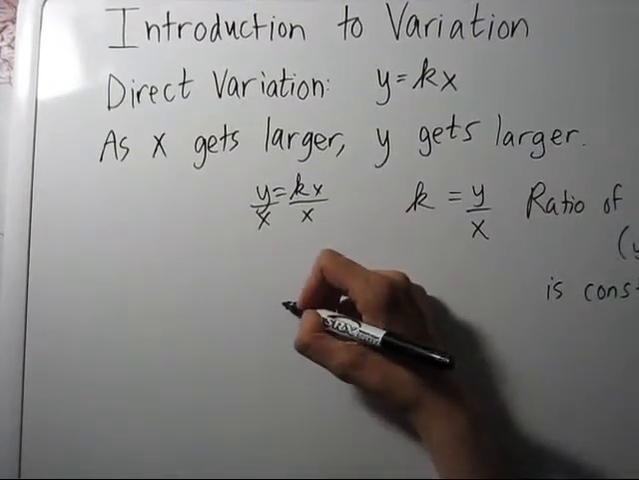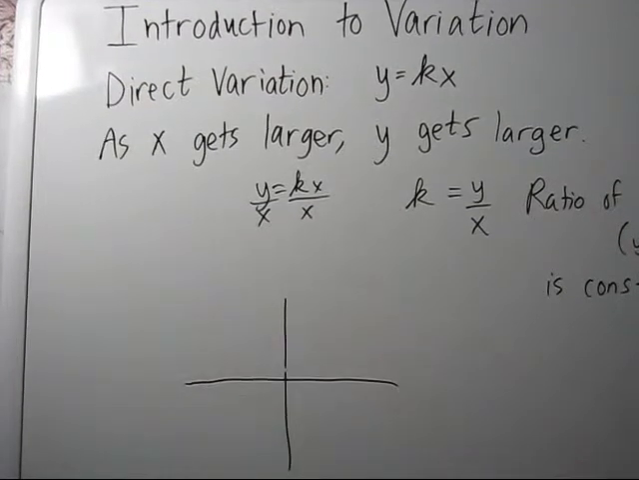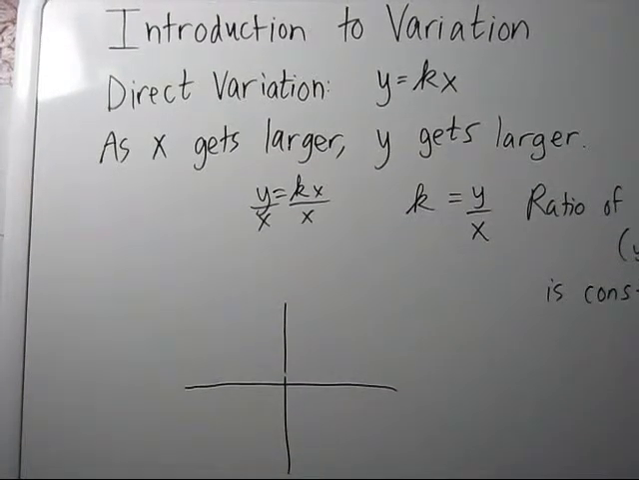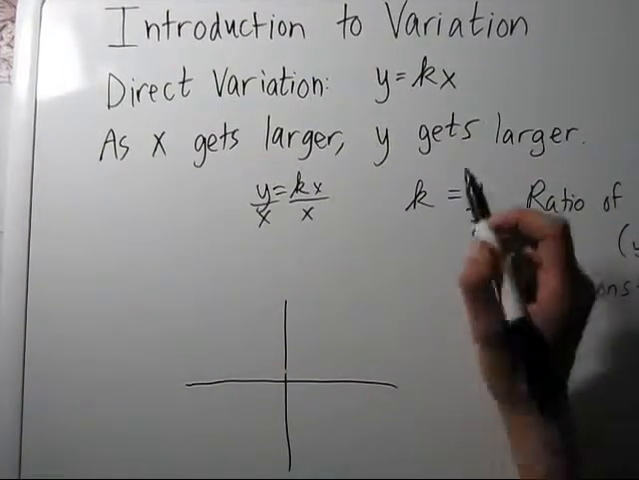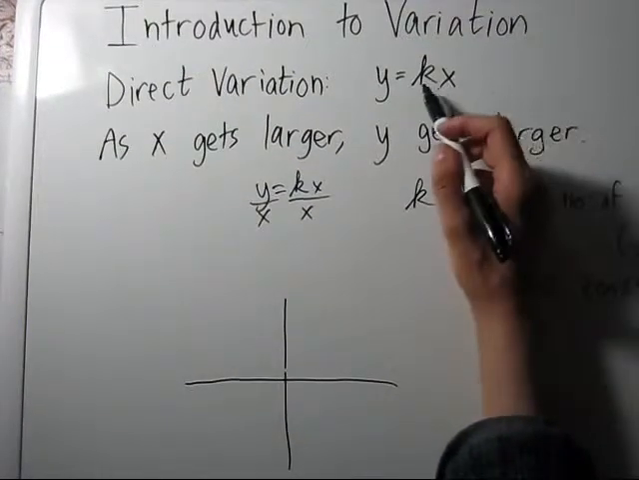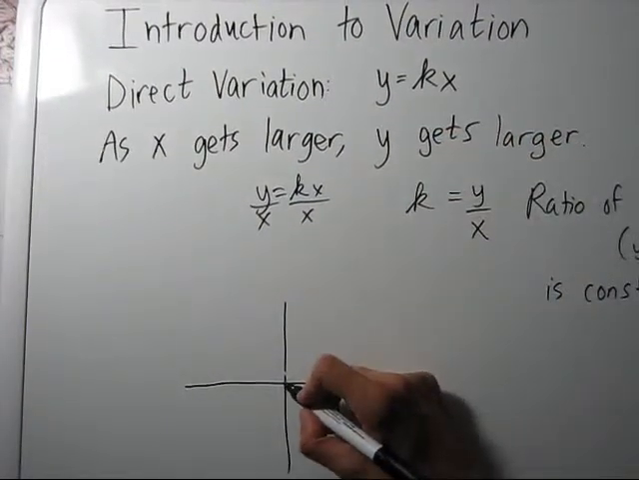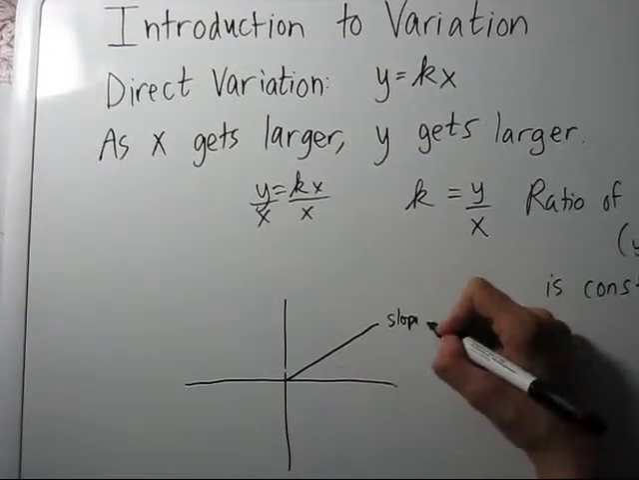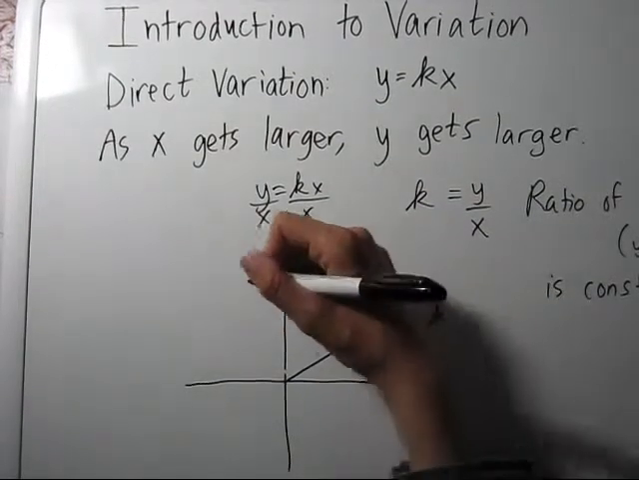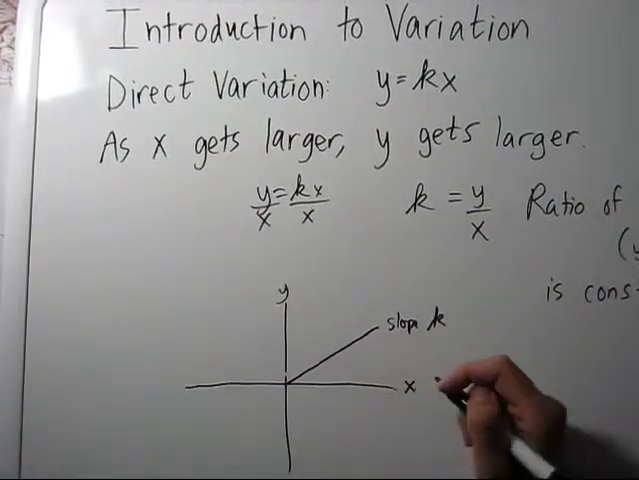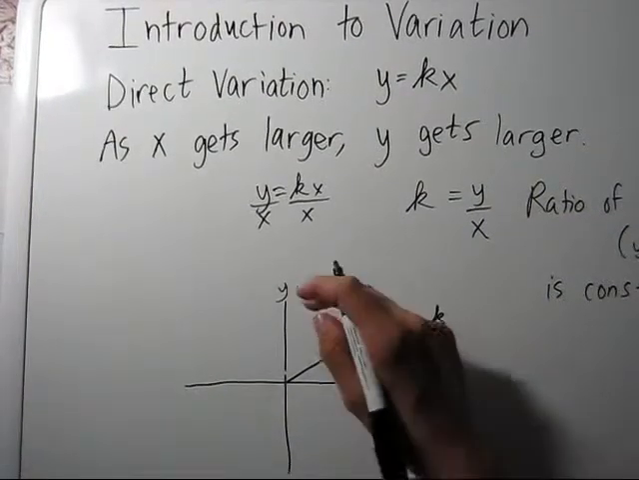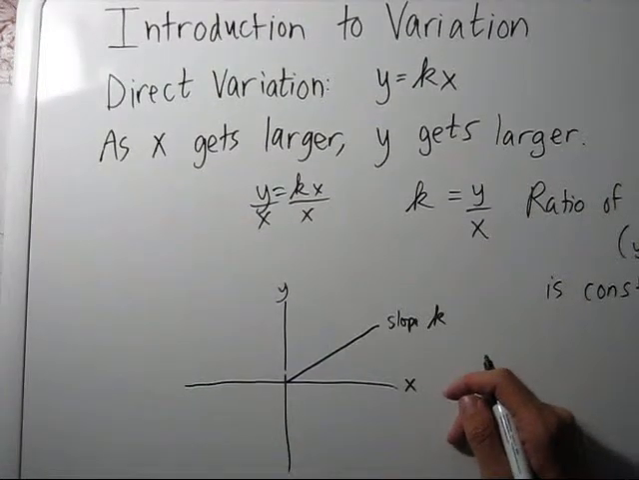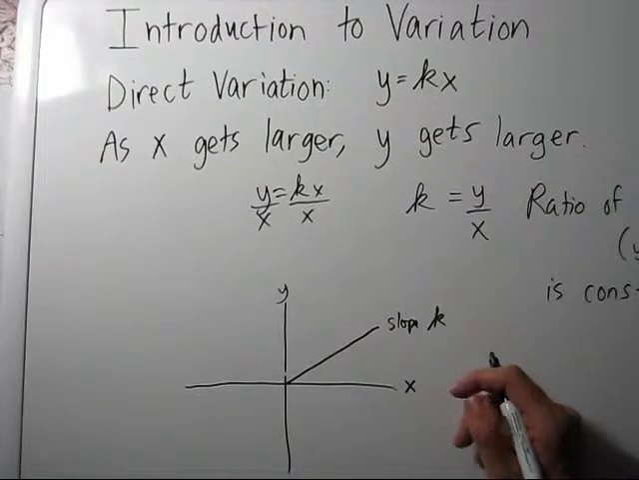What does the graph look like? Well, we have y equals a constant times x. That's a linear equation, and its y-intercept is 0. Remember mx plus b? b is 0, this is our slope. So we're going to have a line, a slope k. And we'll just do the first quadrant because these are usually physical quantities and we won't have a negative like time or pressure or cost or whatever.